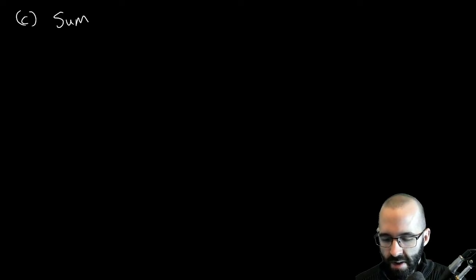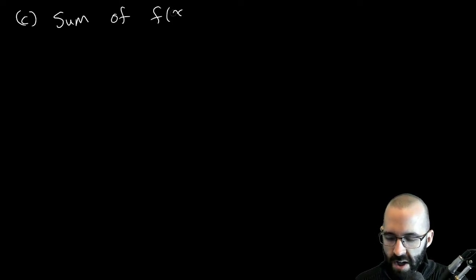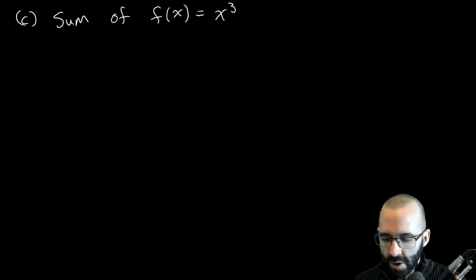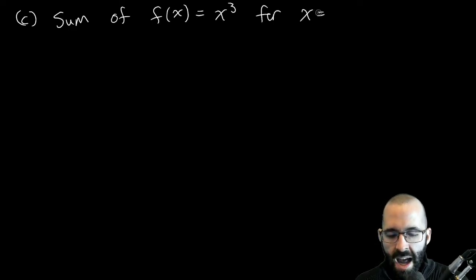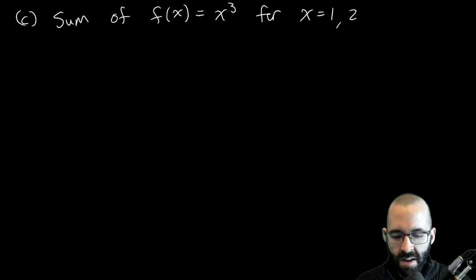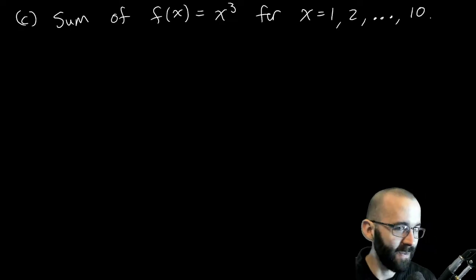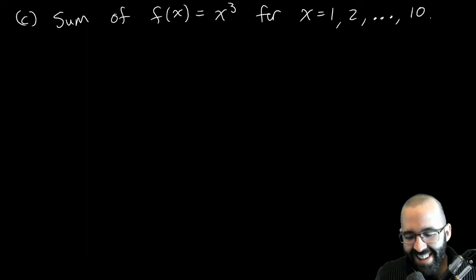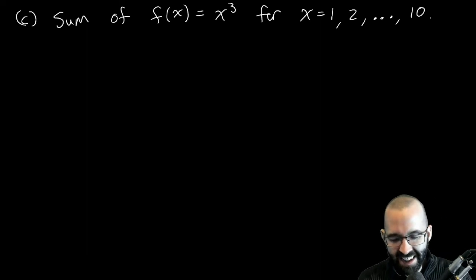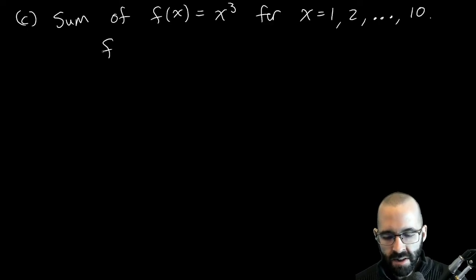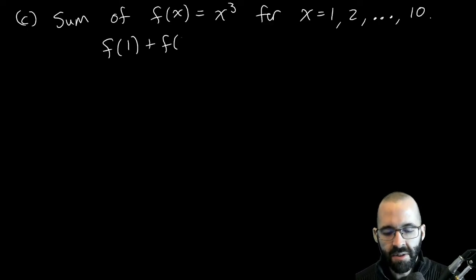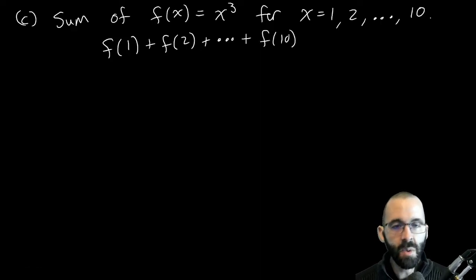Let's add up the function f of x equals x cubed. And we're adding it up when x is equal to 1 and when x is equal to 2, all the way until x is equal to 10. Huh. All right. So what is that asking us to do? Add this function at these certain values. So it's wanting us to do f of 1 plus f of 2 plus ... plus f of 10. That's what it wants.